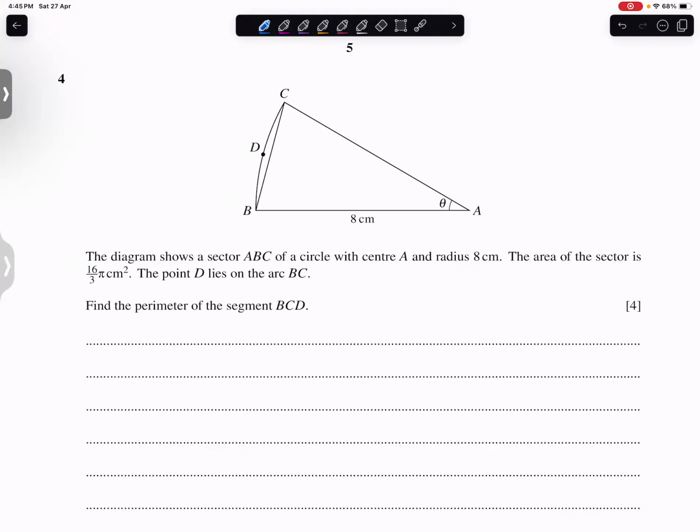The diagram shows a sector ABC of a circle with center A and radius 8. The area of the sector is this. The point D lies on the arc BC. Find the perimeter of the segment BCD. तो perimeter find करने के लिए you have to find this length and you have to find this arc.